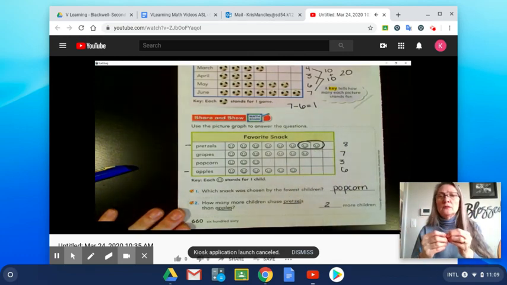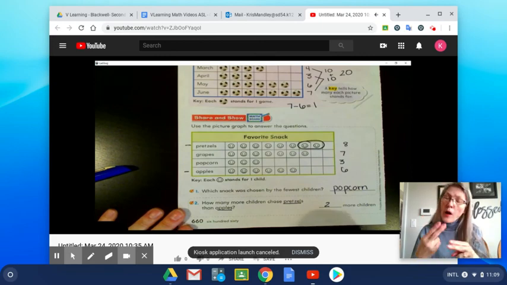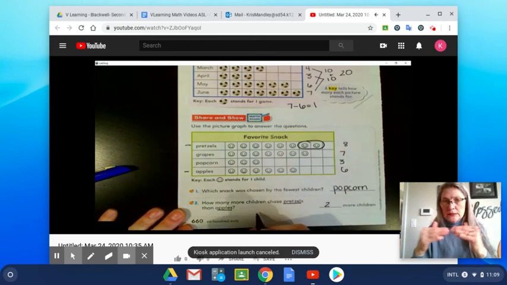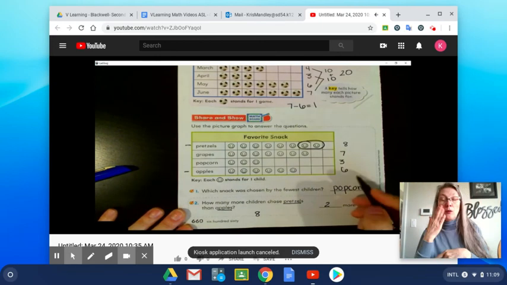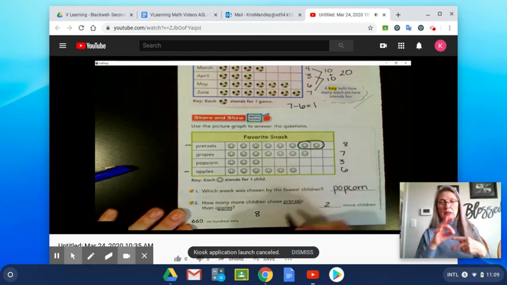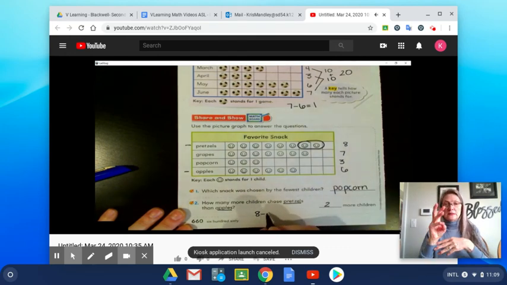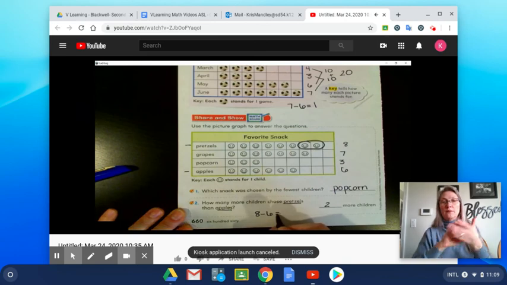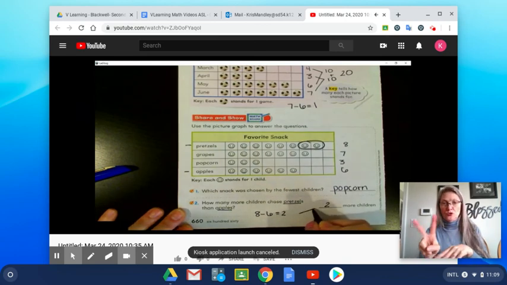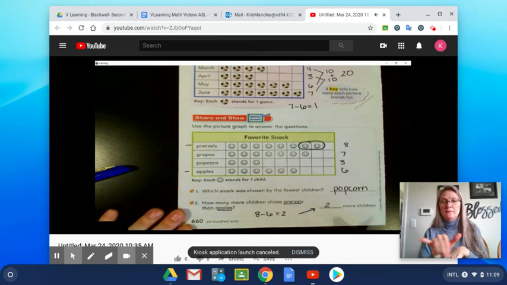I could also use a number sentence to help me figure that out. I know that I have 8 children that chose pretzels, and I know I have 6 children that chose apples. So 8 take away 6 is also 2, which is the same thing here. You're going to get some work to do on your own. Remember to look at the key and figure out how much each symbol stands for.